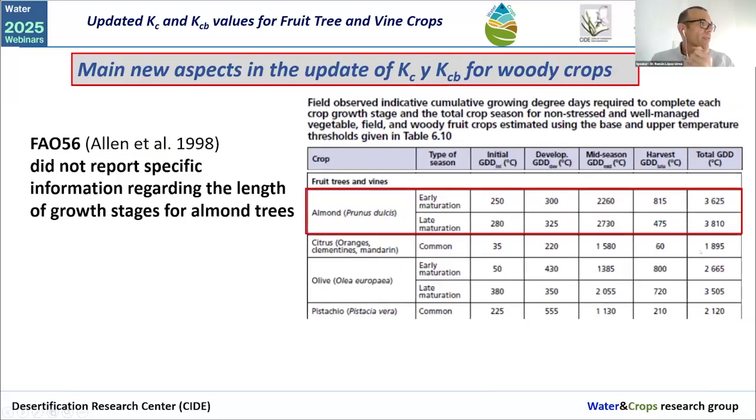Comparing with the original version, as everybody knows, in FAO 56 the length of growth stages in days was presented. For example, for almond trees, a fruit tree, a nut tree, this information was not reported. However, now in the revised version, as you can see in this slide, the cumulative GDDs required to complete each crop growth stage are reported, differentiating between two types of season, early and late maturation.